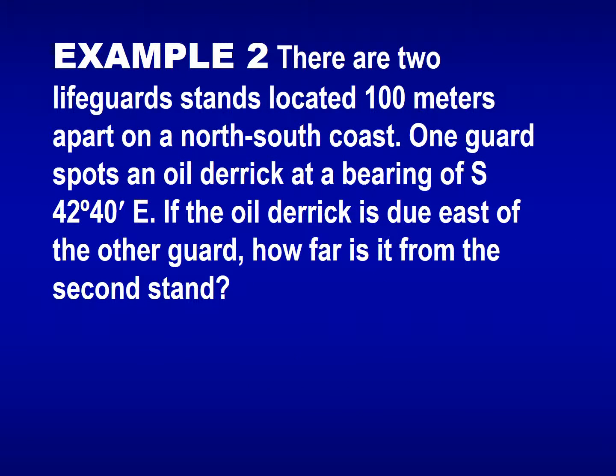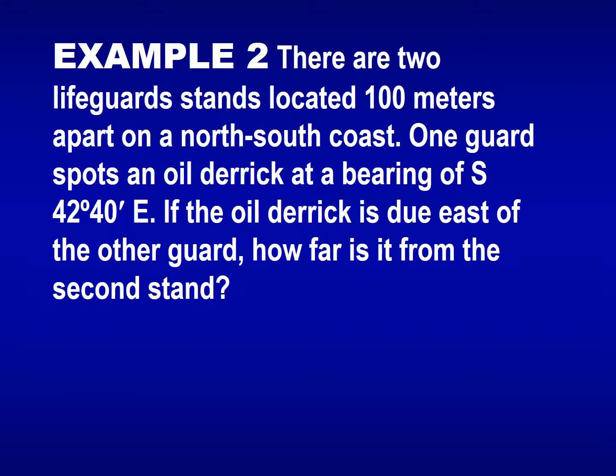So let's look at an example. There are 2 lifeguard stands that are 100 meters apart on a north-south coast. So if I were to draw this, I would draw a vertical line that represents my north-south coast, and I know that vertical line is 100. One guard spots an oil derrick at a bearing of south 42 degrees 40 minutes east, so southeast. If the oil derrick is due east of the other guard, how far is it from the second stand?